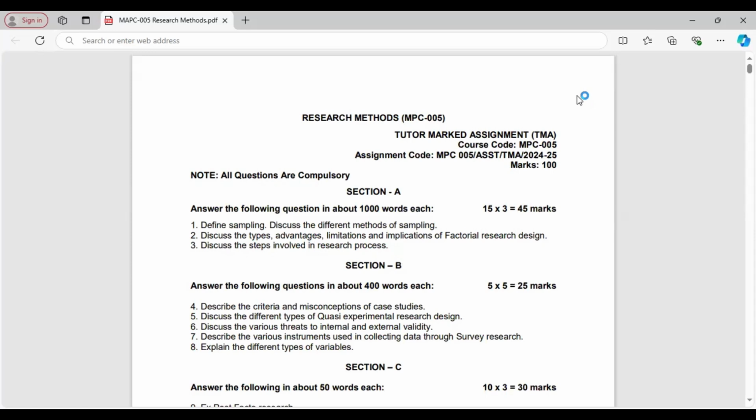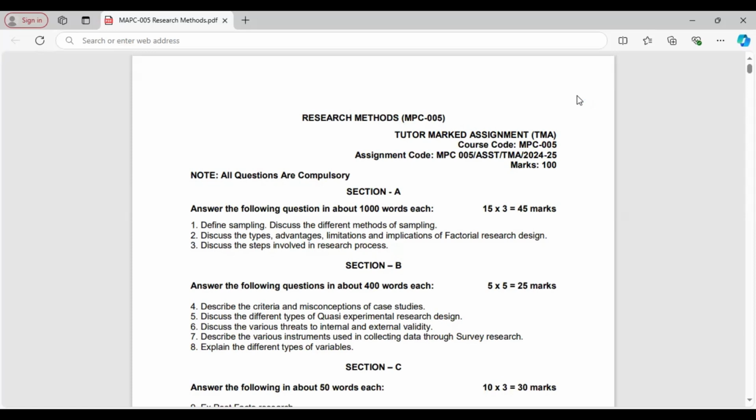In today's video, I am sharing the assignment solutions for MPC-005 research methods for IGNOU MAPC Psychology first year students. If you are part of July 2024 or January 2025 batch, this will guide you in tackling your assignments. We'll go through each question and discuss how to structure your answers effectively. Let's move directly to the answers.